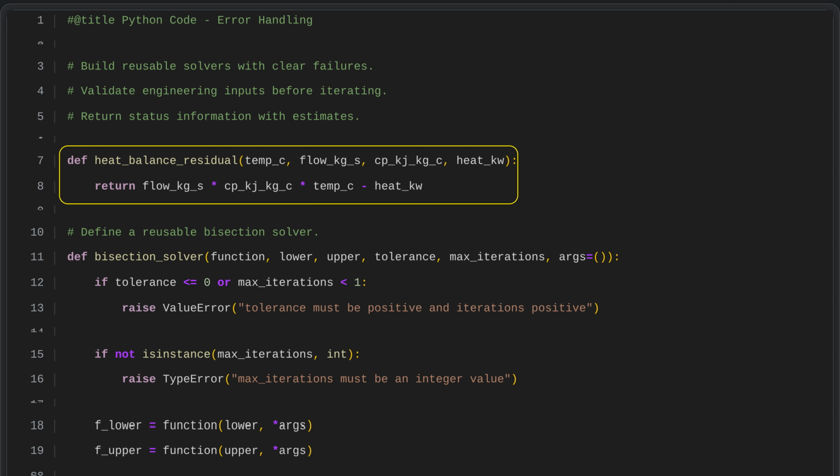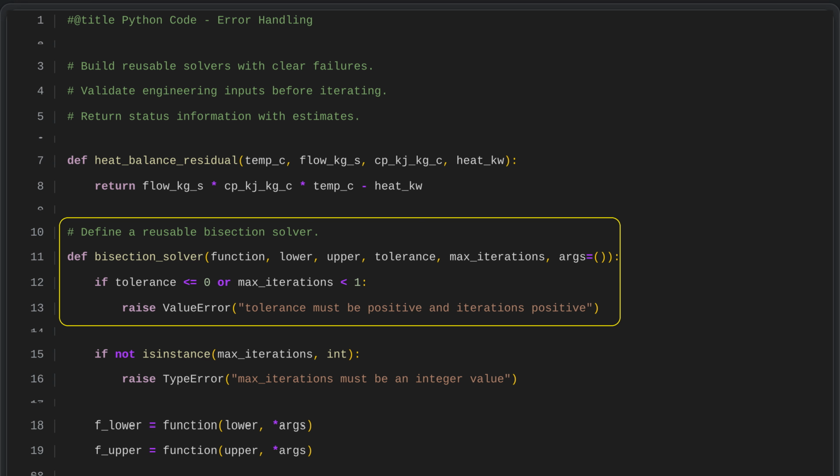The heat balance residual function checks an energy balance for a fluid. It uses temperature, mass flow rate, specific heat capacity, and heat transfer to estimate the energy carried by the fluid, then subtracts the expected heat transfer. The remaining residual shows how far the calculated energy is from the heat transfer value, helping identify imbalance in a thermal system. The bisection solver function finds a root of a given function using the bisection method.